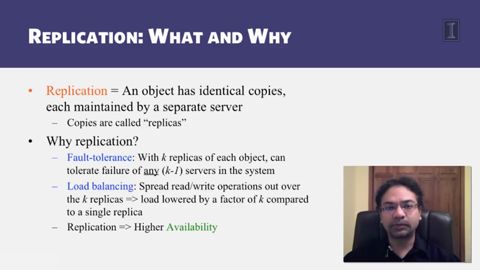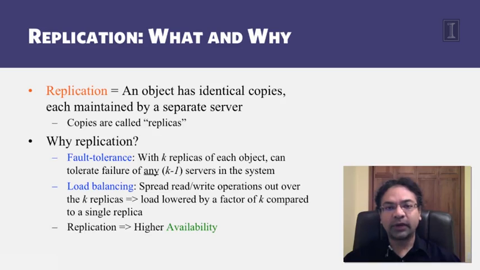So if every object is replicated, say k equals 5 times, then your system, no matter how large it is, can tolerate up to 4, that is k-1, failures of any of the servers and still not lose any of these objects and still be able to serve out reads and writes to at least one of the copies of the objects. The second reason to do replication is load balancing.